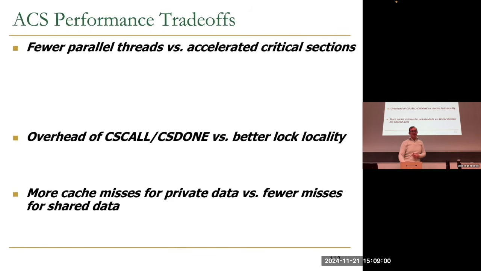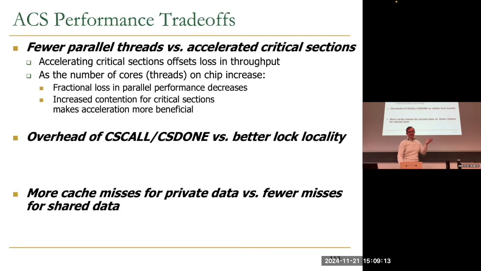So these are the performance trade-offs. With accelerated critical sections, you have fewer parallel threads because we're dedicating the large core for critical section execution. But on the upside, we're accelerating the critical section, hopefully. Right? So this is the trade-off. What we see in results, unless you're extremely area constrained, accelerating critical sections offsets the loss in throughput.